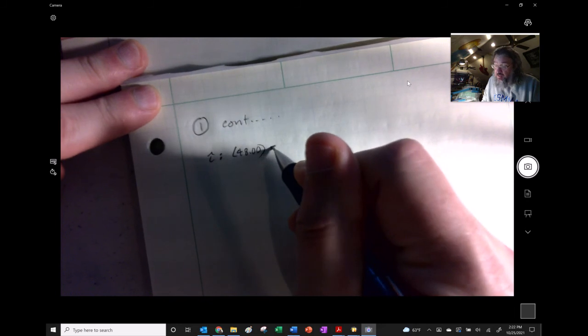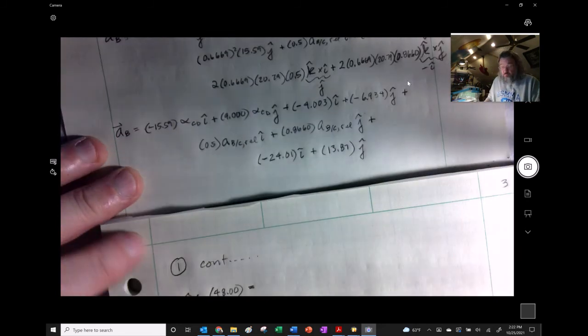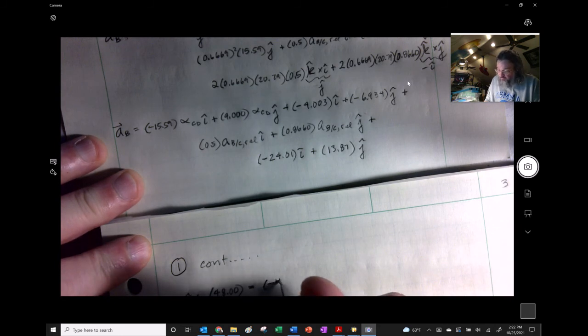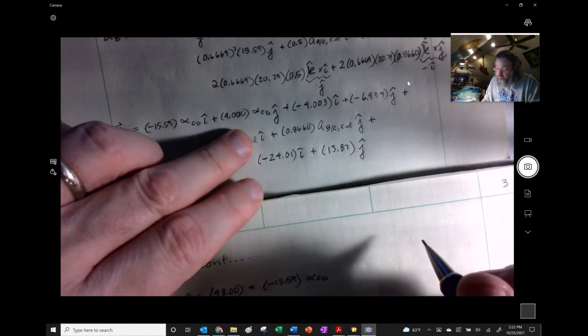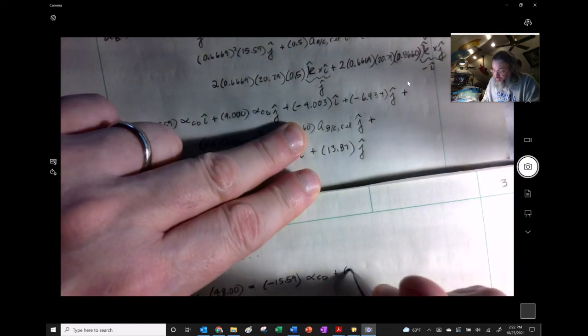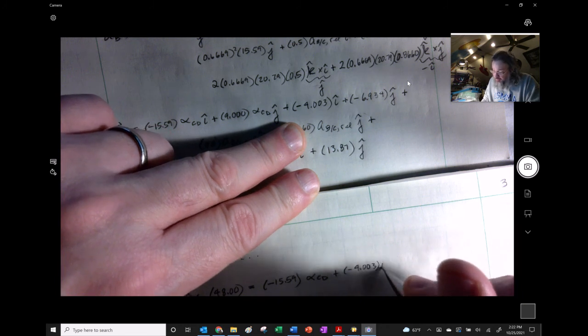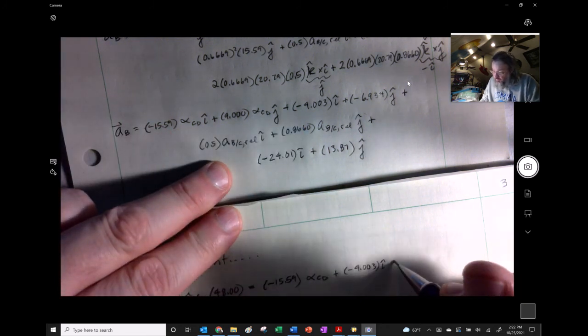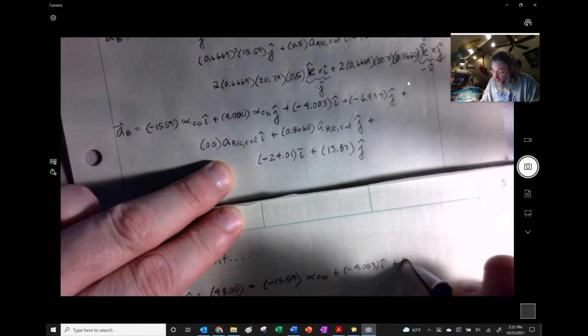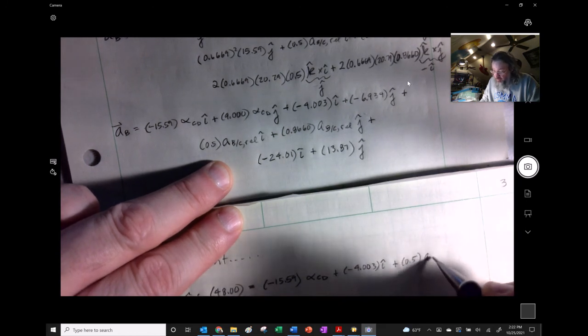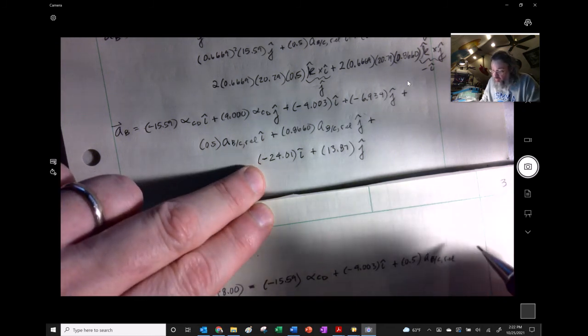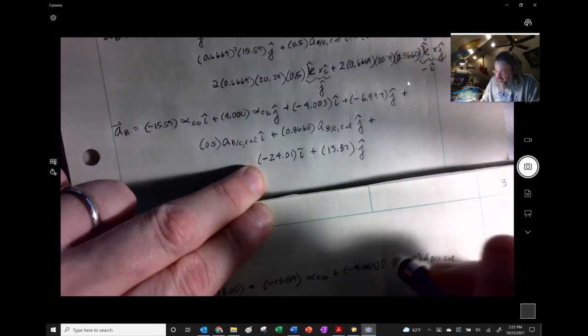So we're left with 48.00 is equal to negative 15.59 alpha CD plus negative 4.003 I plus 0.5 B with respect to C rel.